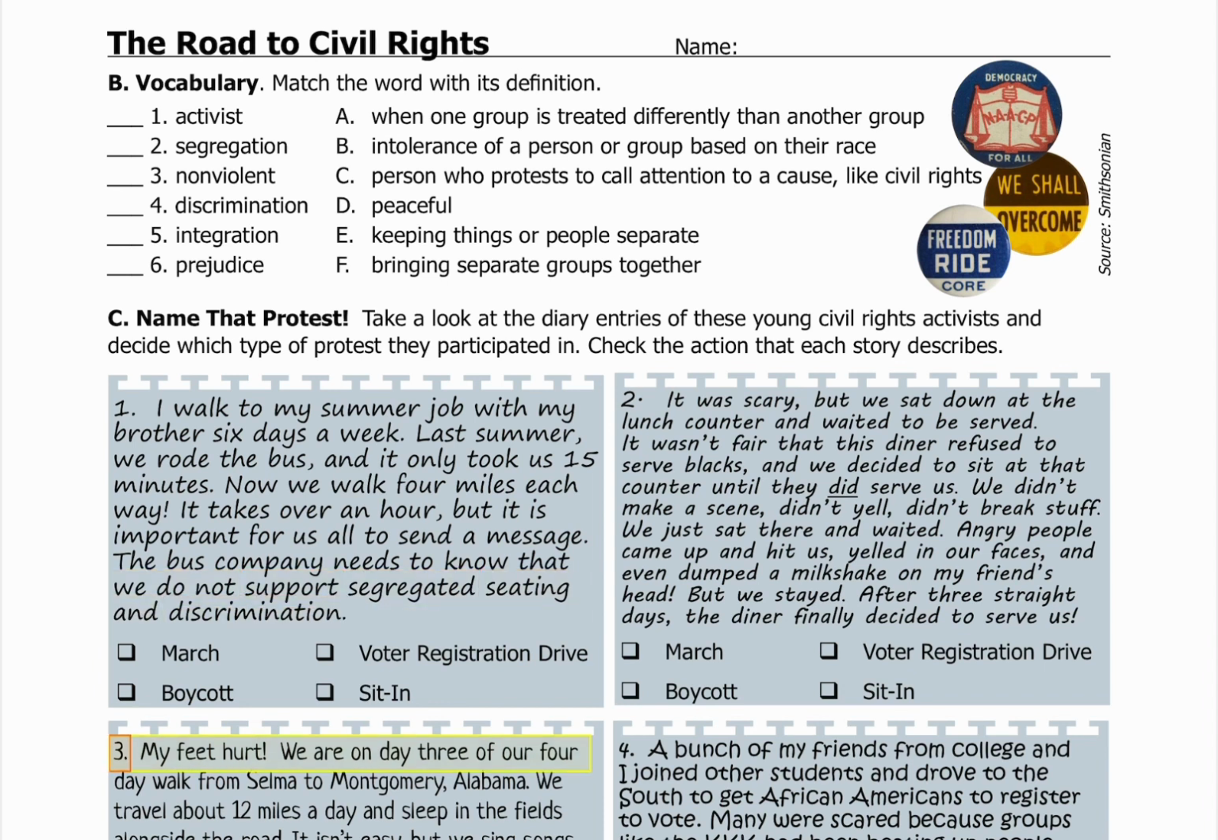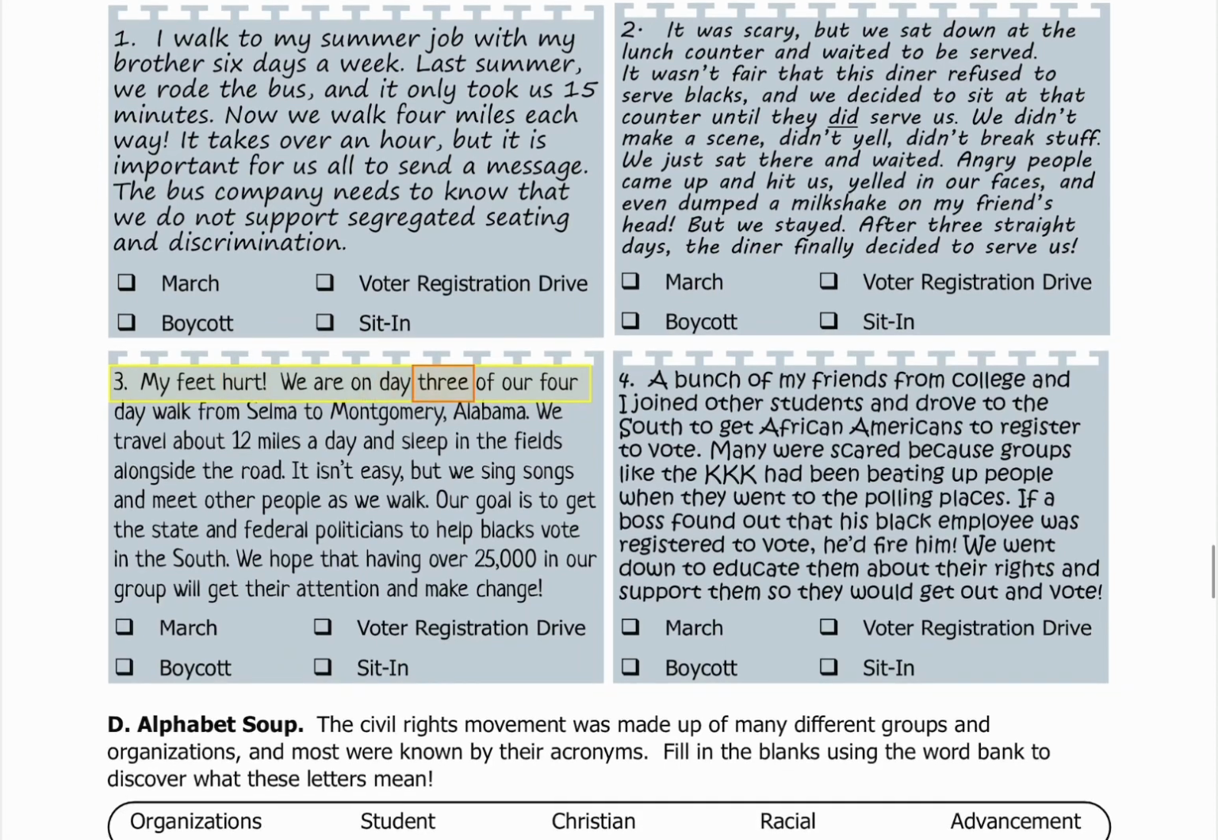3. My feet hurt. We are on day 3 of our 4-day walk from Selma to Montgomery, Alabama. We travel about 12 miles a day and sleep in the fields alongside the road. It isn't easy, but we sing songs and meet other people as we walk. Our goal is to get the state and federal politicians to help blacks vote in the South. We hope that having over 25,000 in our group will get their attention and make change.